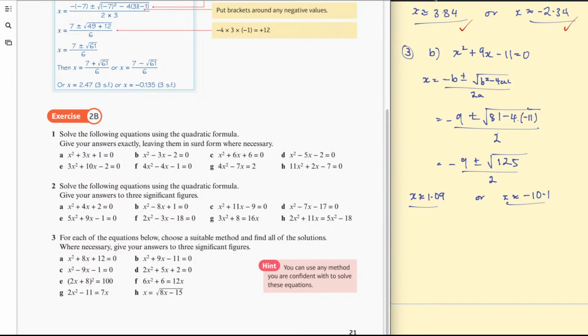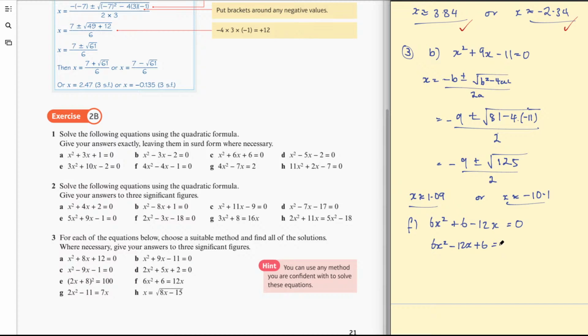And then I said we'd do one more, which was f. Hopefully we can factorize this one. Factorizing is always more fun than using the quadratic formula. So here we have 6x squared plus 6 equals 12x. I've written it as 6x squared plus 6 take 12x, but I should have written it as 6x squared take 12x plus 6. Usually it's better to write the x term in the middle there.